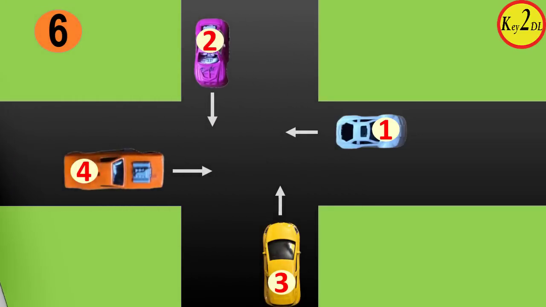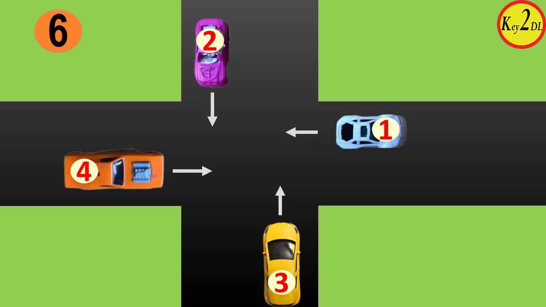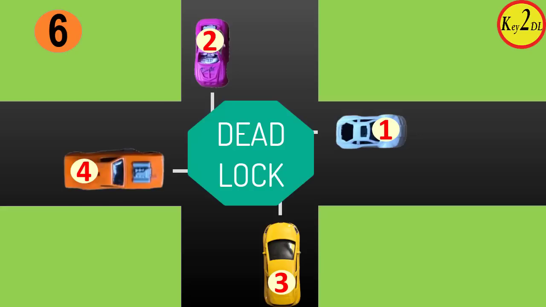Okay, now another very interesting situation. Situation number 6: all 4 cars are driving into a junction at the same time. Then the question is, who should go first? Are there right hand rules here? Yes, of course the right hand rule applies here. But in this situation, which car should go? Because every car is right hand to another car. So this is a kind of deadlock situation.